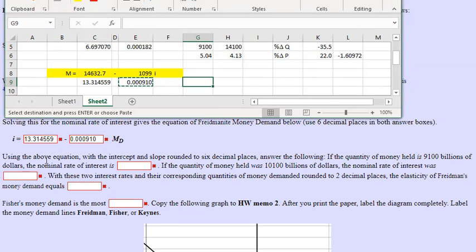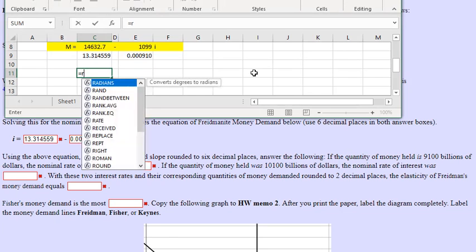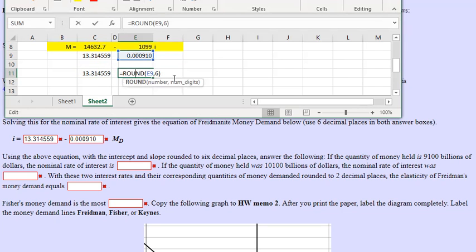Okay, so using the above equation with these values rounded to 6 decimal places, I need to go up here. I need to literally round them. I'm going to use ROUND, arrow up, comma, 6, and so I'm rounding that to 6 decimal places, and I'm rounding that to 6 decimal places, and I'm using this to make the calculations.